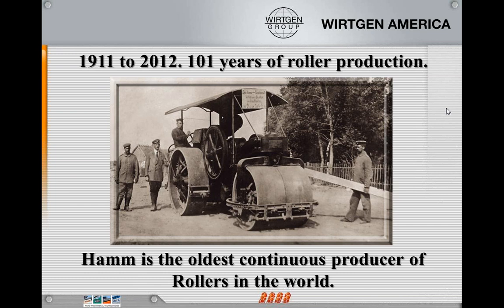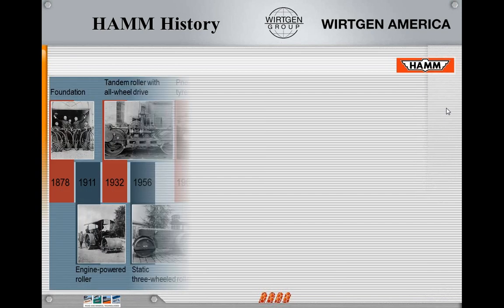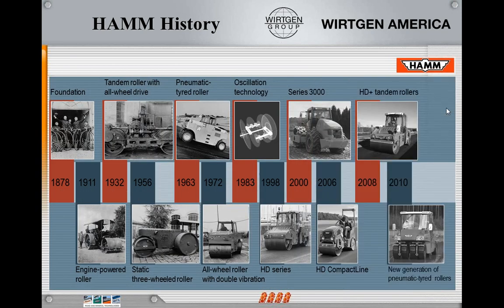So if we look at HAMM, last year we were 101 years old. So we've been in the roller business for quite a long time. This year it's actually 102 years old. We are not the oldest part of the business within the working group, but we definitely have a lot of experience behind our belt. This gives you a timeline of different things that have happened through HAMM's history. You see in 1956 we had the static three-wheel roller. Well, that design hasn't changed much through the years, and we probably still see a lot of those around.